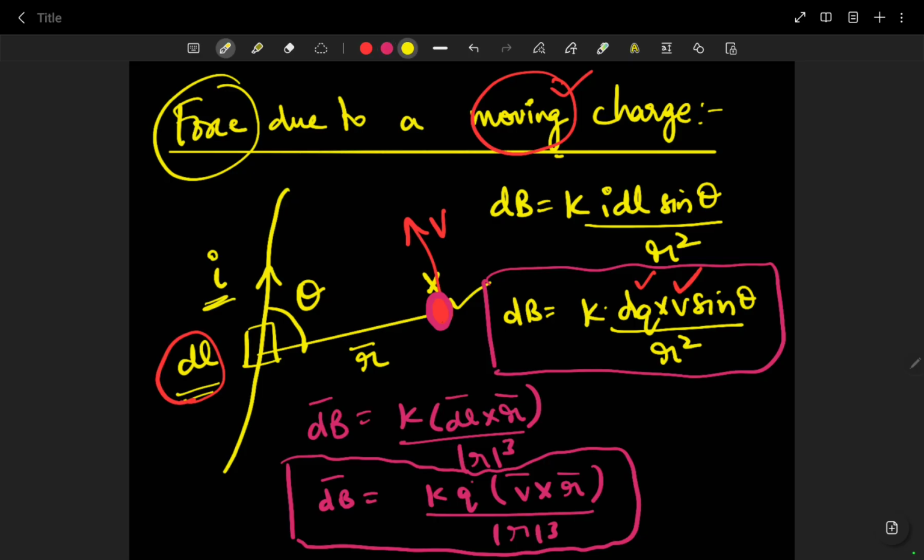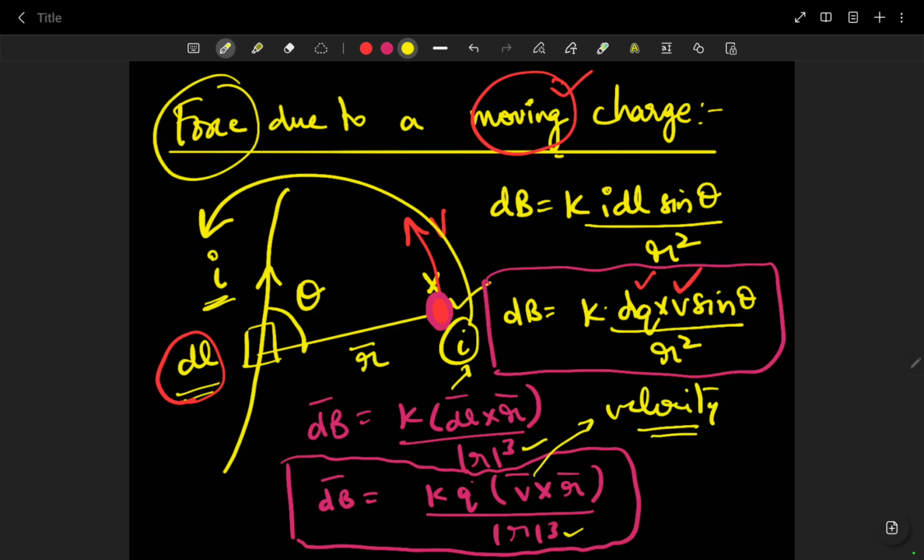r is the same displacement vector or distance vector you have used, and instead of dl, which was telling you the direction of I, in which direction the current is flowing in the conductor, we are using v here. v is the velocity, because the charge is moving and it will exhibit some velocity in some direction. So v cross r. These two formulas I want you to write in your notes. From this only we will start this part.